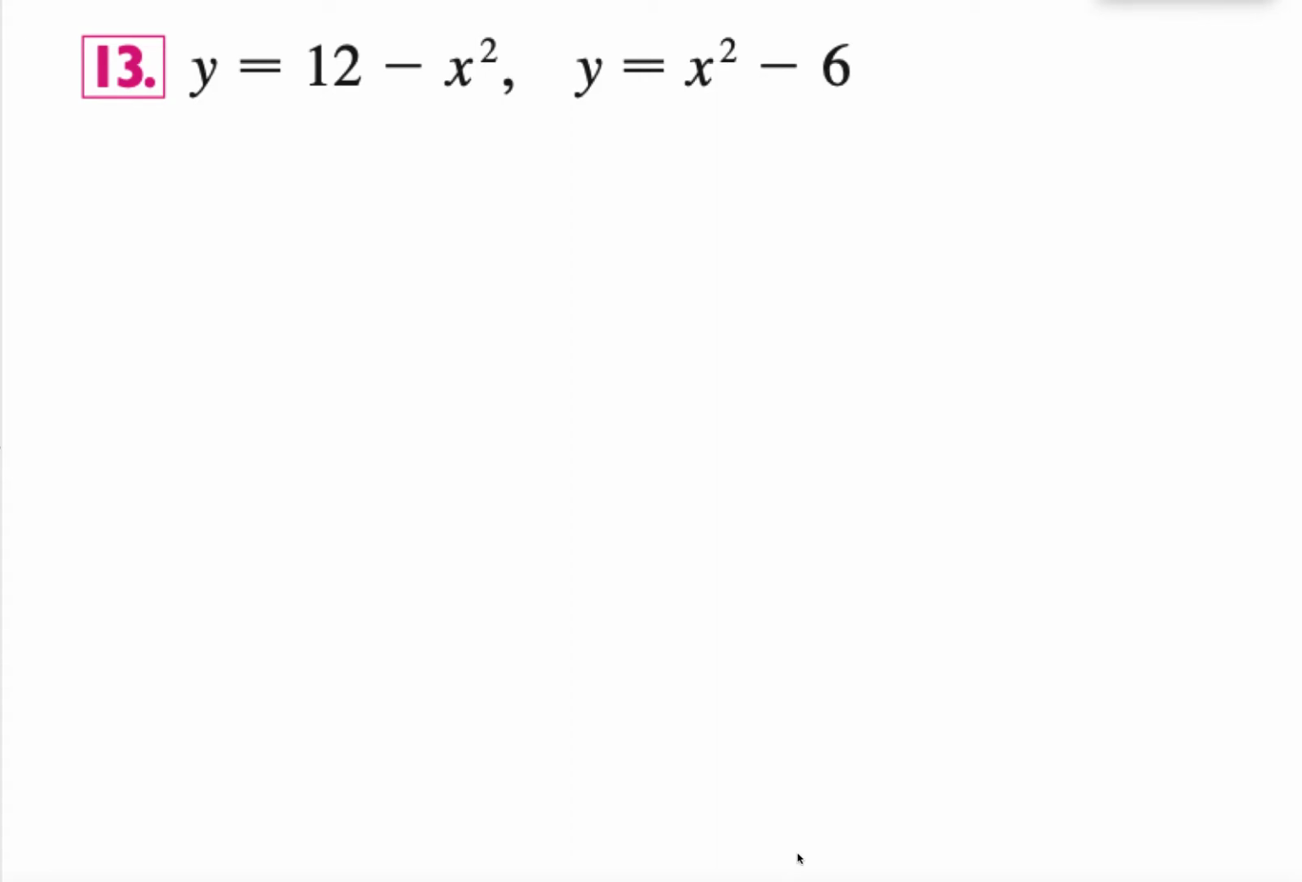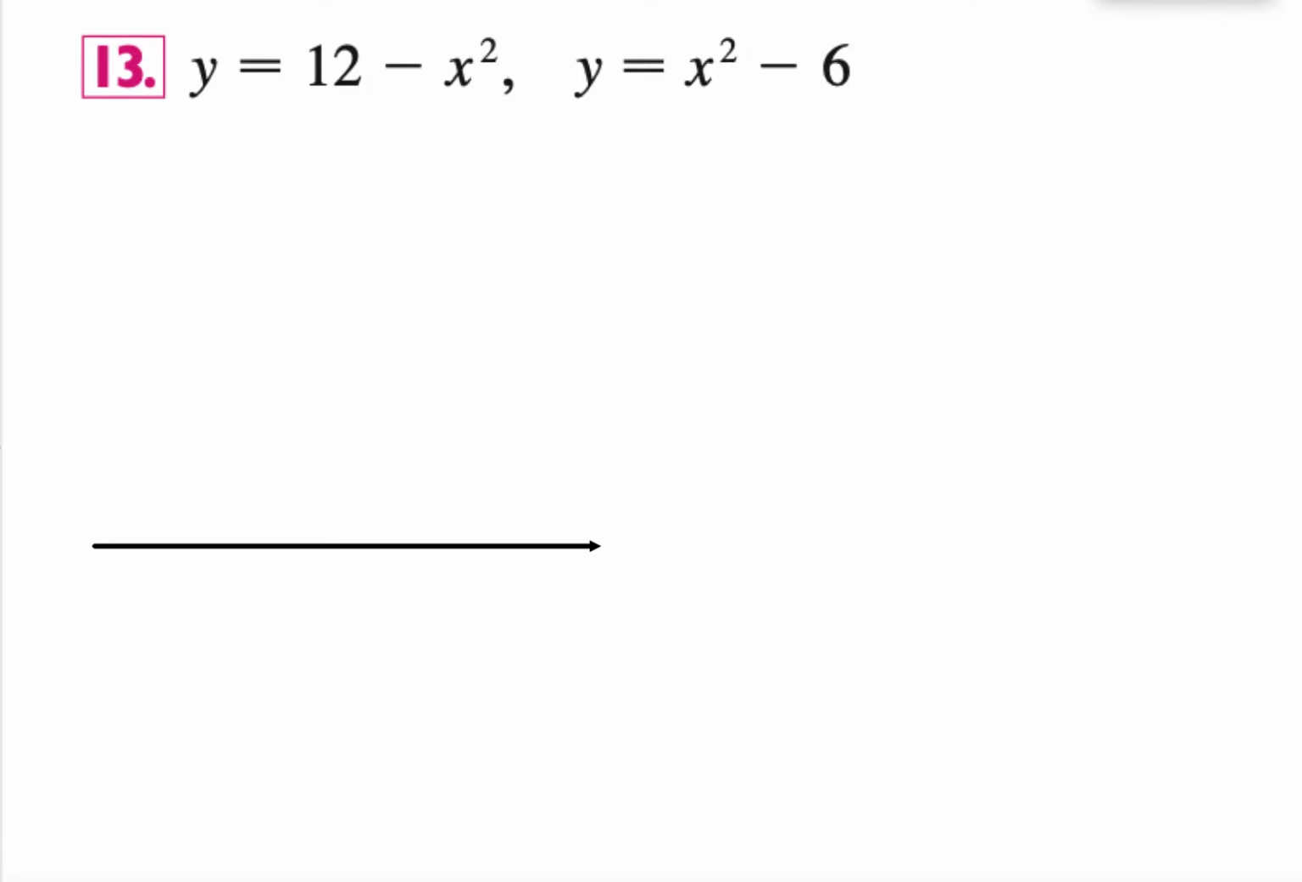What we like to do is review homework from the previous lesson. The topic was getting the area between the curves. As you can see, we have two graphs right over here: y equals 12 minus x squared, and the other one is y equals x squared minus 6. We like to sketch these two and then find the area between them.